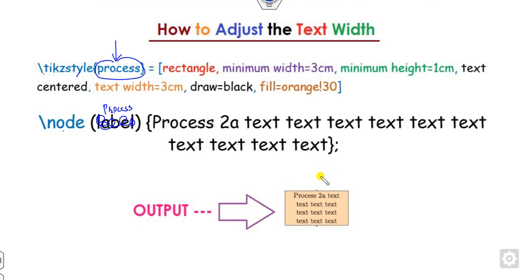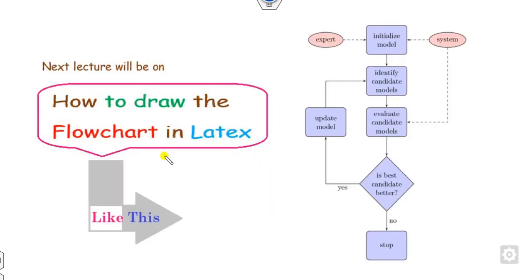So this is the way you can draw the shapes in your LaTeX environment. What is the benefit of that? You will see, once you know how you can fill the color, how you can define the shape, and all others, you can see this is the text width. Then we will see how we can draw the flowchart in a very easy manner in our next lecture.